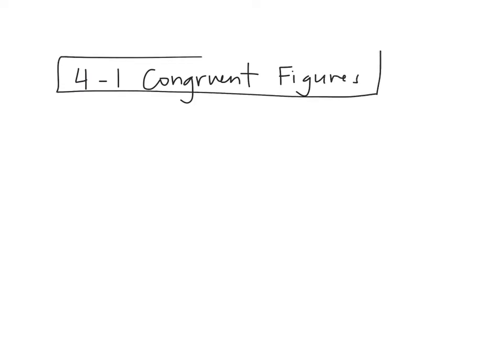So most of this chapter is going to be congruent triangles, but for today we're just going to talk congruent figures in general. We will talk triangles a little bit, but just in general, what makes two figures congruent, okay? So in order for figures to be congruent, we need to have the same size and shape of the figure.